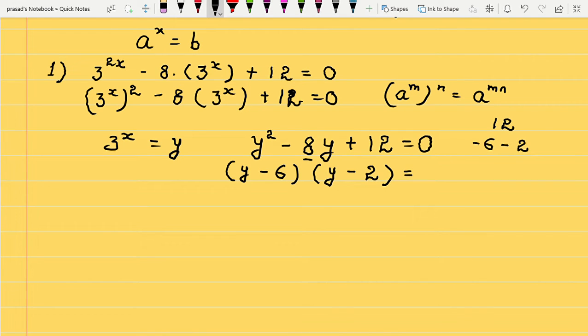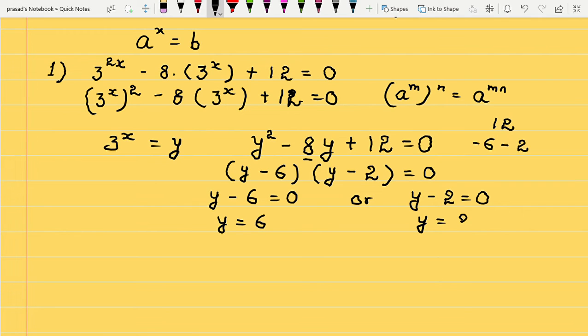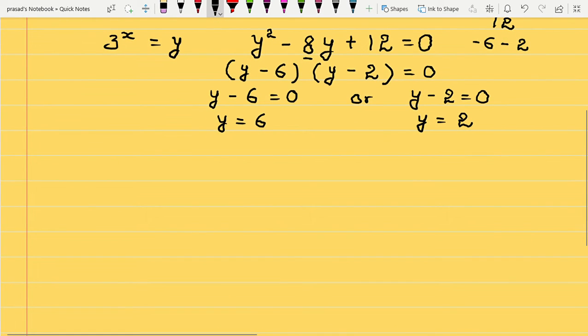equal to 0. So that gives y minus 6 is equal to 0, which is y is equal to 6, or y minus 2 equal to 0, which is y is equal to 2. Now substitute back for y. Y is 3 to power x.